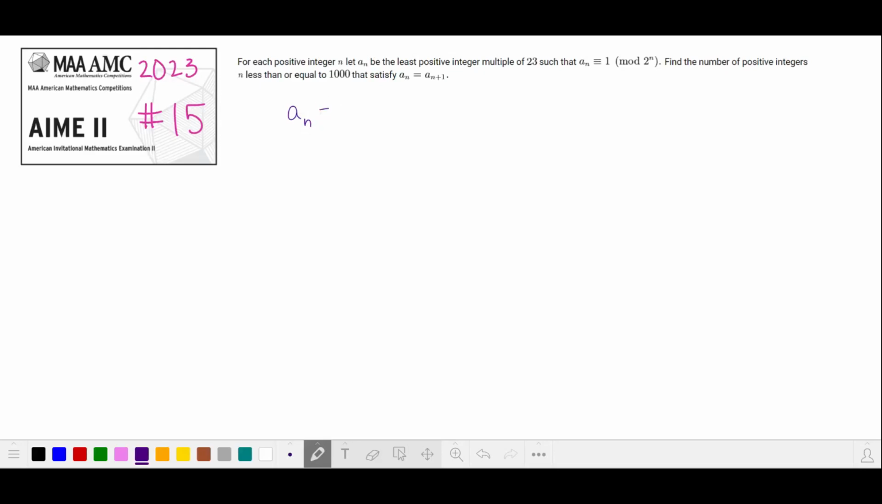A sub n is a multiple of 23, and it's one more than a multiple of 2 to the nth power. And we're looking for a sub n's that are consecutive and equal to each other. Let's see if we can find some examples. Let's try n equals 1.